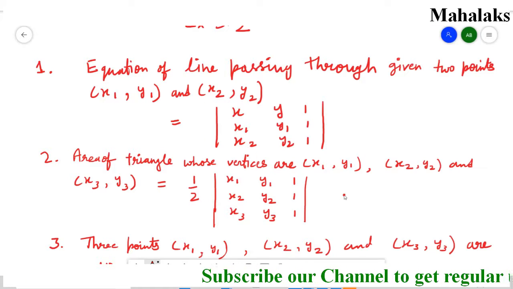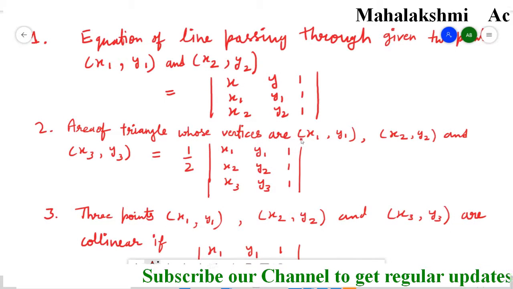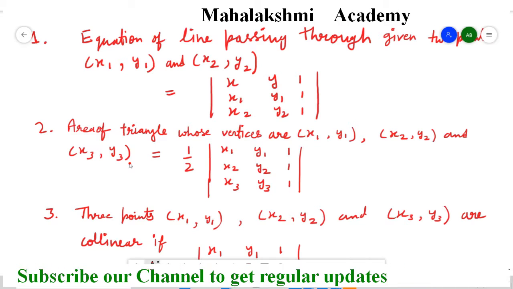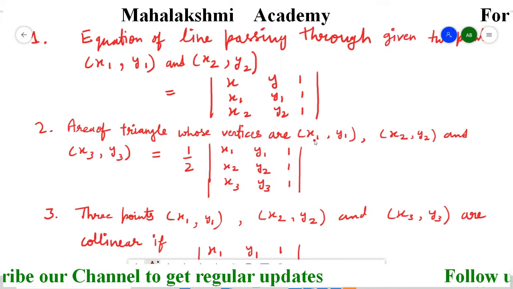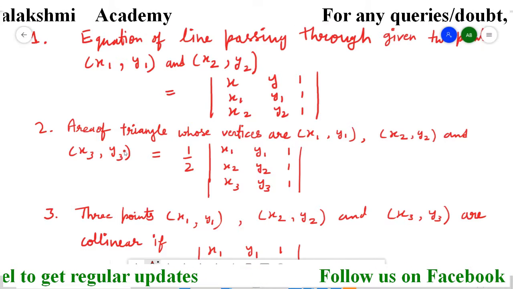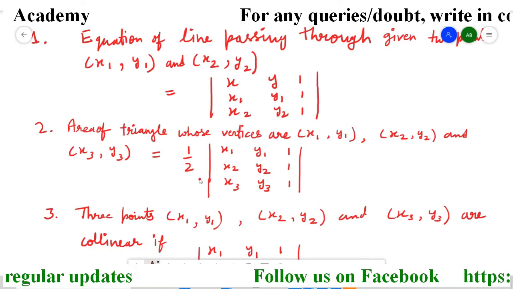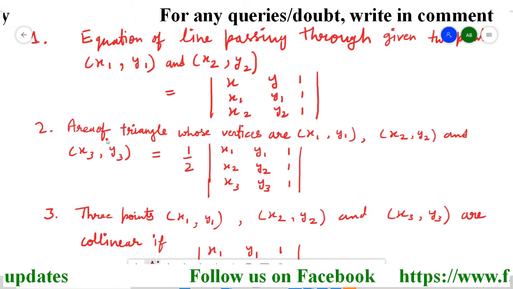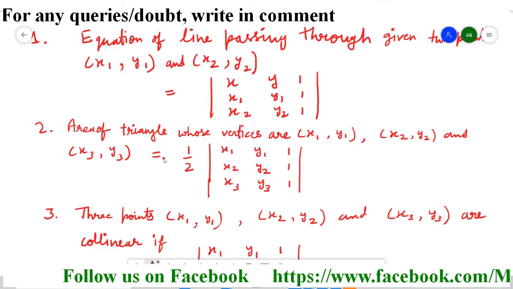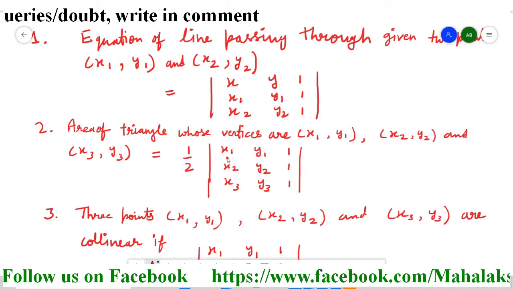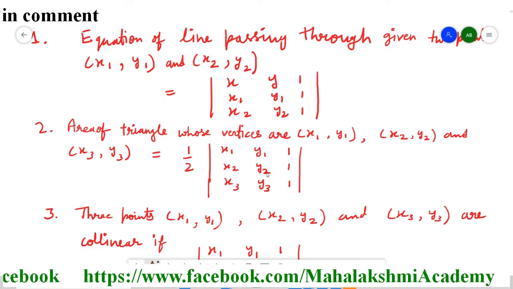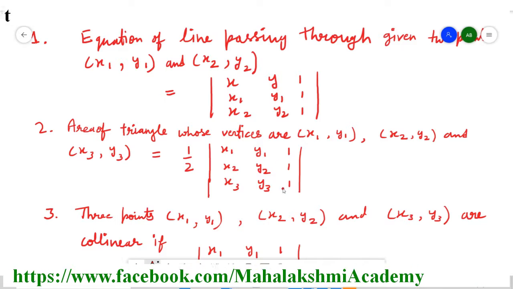Now, if 3 points are given to us, that is x1, y1, x2, y2, and x3, y3, and we join these 3 points, how do we find the area of the triangle we obtain? The formula is available in determinant form. So the area of a triangle whose vertices are given is equal to 1 upon 2, then the first point's coordinates, then the second point's, the third point's, and just write 1, 1, 1 here.